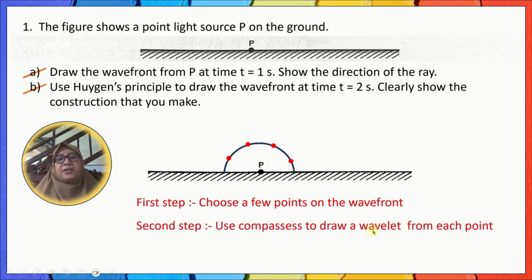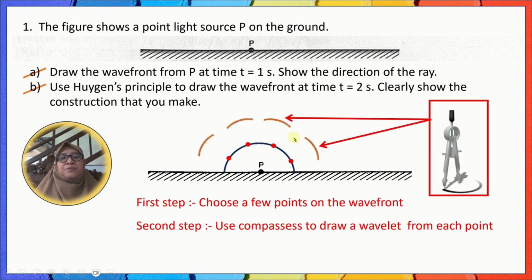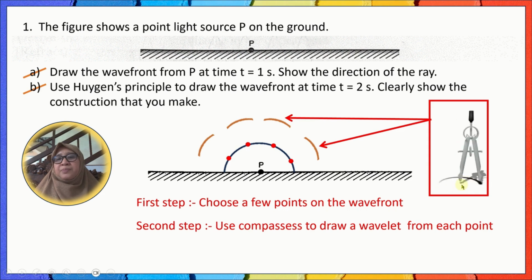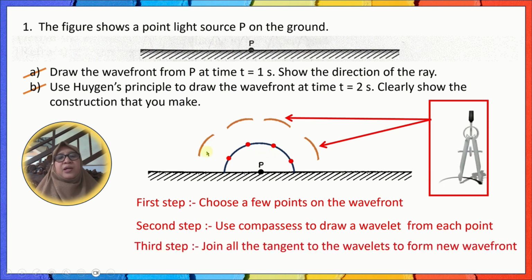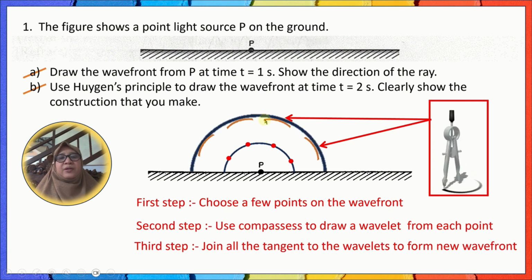Then you draw the wavelets. There are 4 points, so 4 wavelets. The distance between the 2 points of the compasses is the same as for the first wavefront. Now the last step is you join all the tangents to the wavelets to form the new wavefront. So this is the answer for question B.